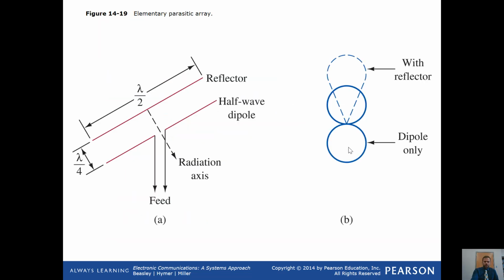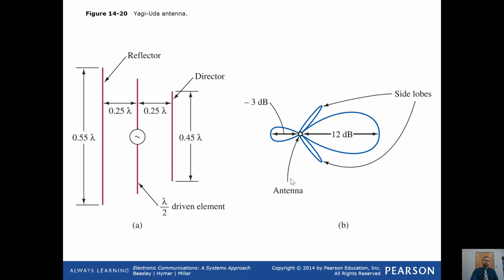So here's an elementary parasitic array. You have the reflector. It's not electrically connected, remember. Then you have the half-wave dipole here, and here's your feed. With the dipole only, this is what it shows up like. And with the reflector, you actually get this as well. So that's non-electrically connected. That's what happens with the parasitic array.